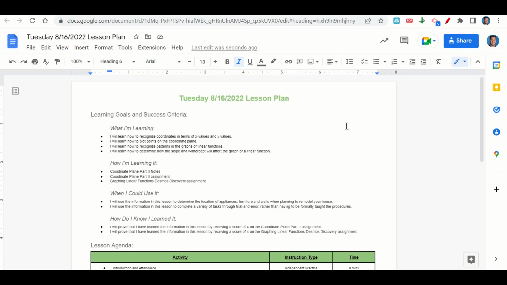First, what are we learning? We're learning how to recognize coordinates in terms of x values and y values, how to plot points on the coordinate plane, how to recognize patterns in the graphs of linear functions, and how to determine how the slope and y-intercept will affect the graph of a linear function.